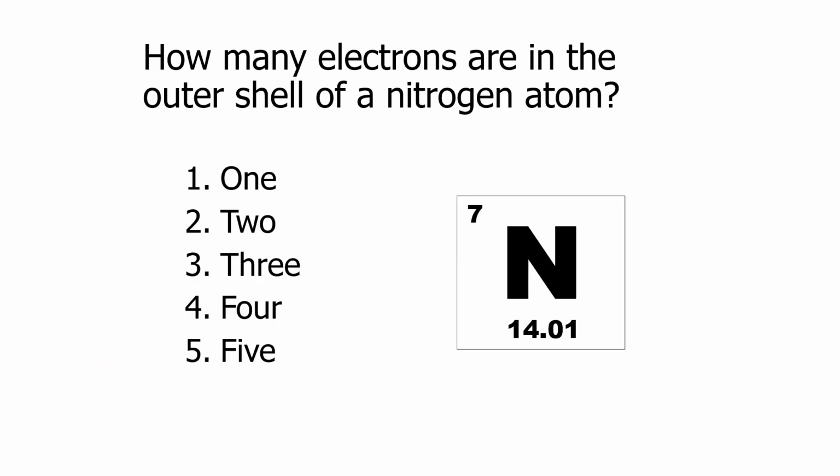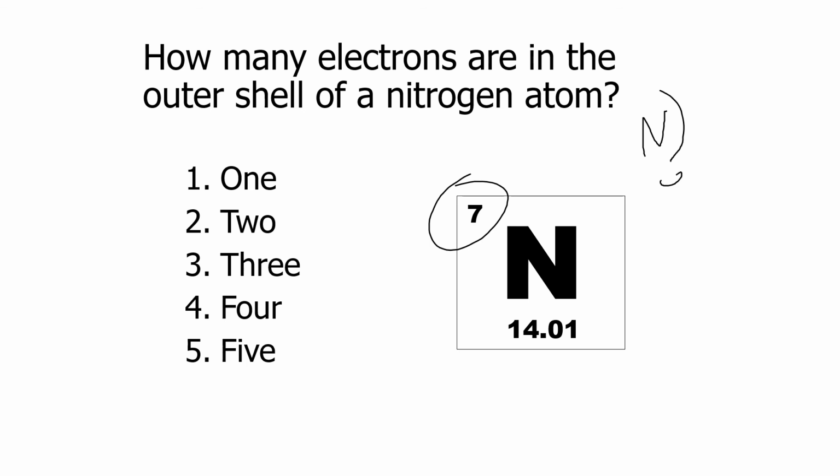Let's take a look at this example together. They're asking you how many electrons are in the outer shell of nitrogen. So they're basically asking the very last shell of nitrogen, how many electrons does it have? So the most important number that we are going to be looking at is the atomic number, because that's the number that's going to tell you how many electrons nitrogen is carrying. So the atomic number is 7. That means that it has 7 electrons.